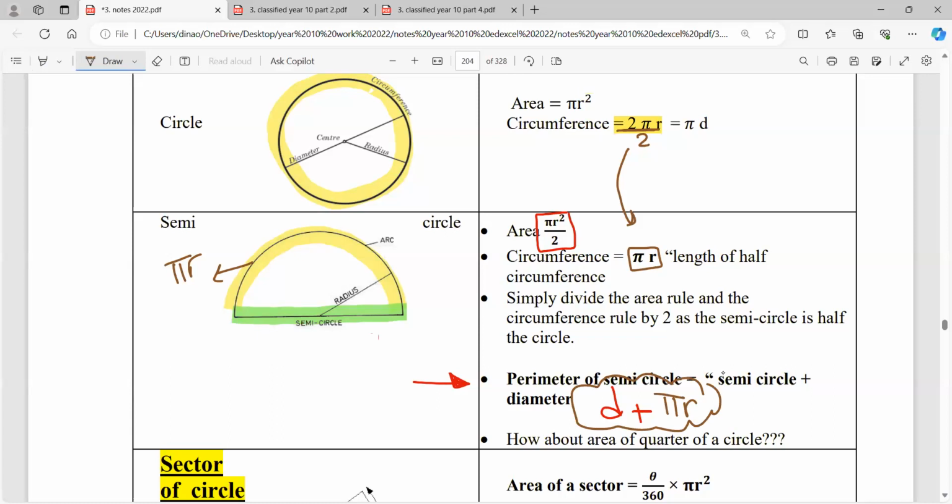Now, the sector is very important, and we're going to solve two questions related to sectors later on. Now, what is a circle? Let me use this magic pen. I really like it. See, it changes immediately into a circle.